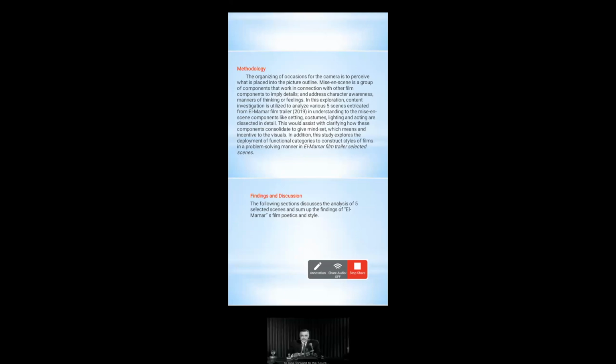So about the methodological approach we use in this research, we have the organizing of events for the camera to decide what is placed into the picture frame. So the mise-en-scène is a group of components that work in connection with other film components to imply details and address character awareness, manners of thinking and feelings. So in this exploration, content analysis is used to analyze 5 scenes from the film trailer to understand the mise-en-scène components like setting, costumes, lighting, and acting in detail.